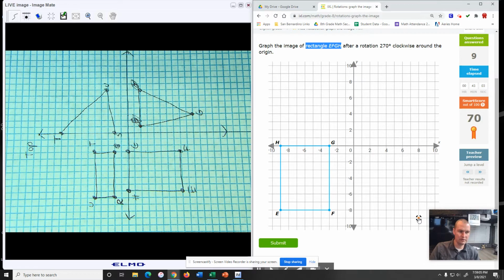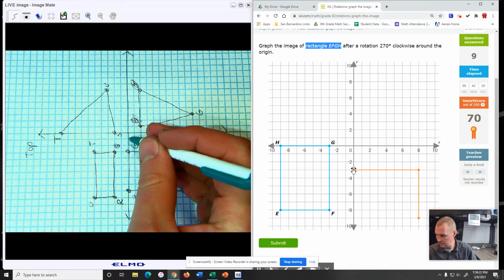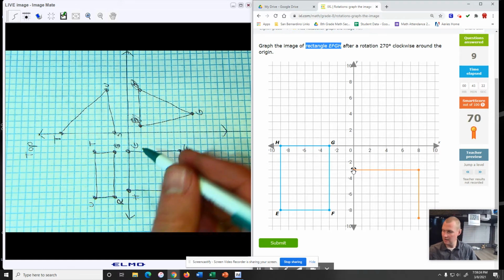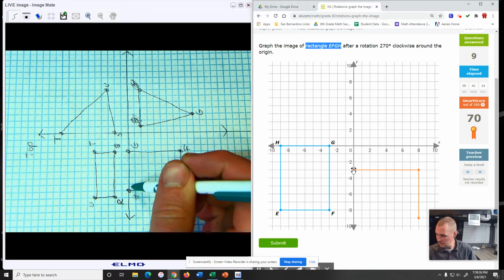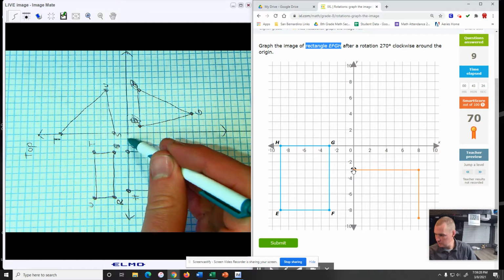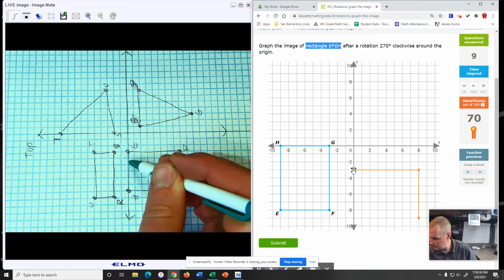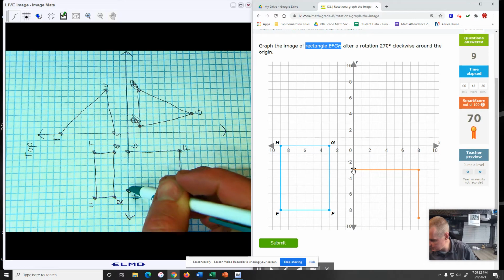Okay, F is 3 below the 8. So that's F right there. Ooh, careful, that's 2. That's 3 right there. Next one is G. G is 3 below the origin. So if you look at the graph paper, just down 3, 1, 2, 3. Pretty simple. And H is 9 down, I believe. So 1, 2, 3, 4, 5, 6, 7, 8, 9.